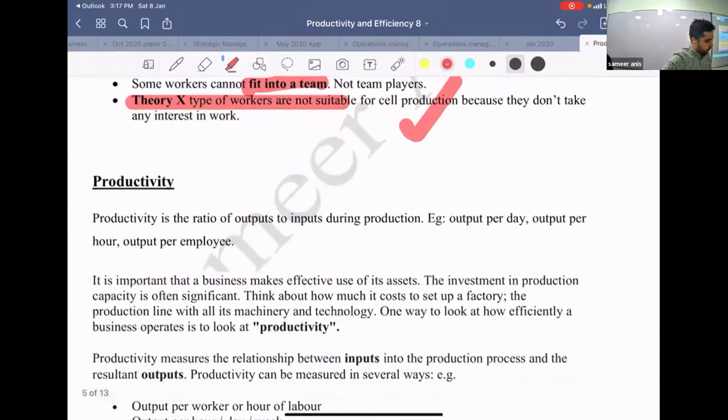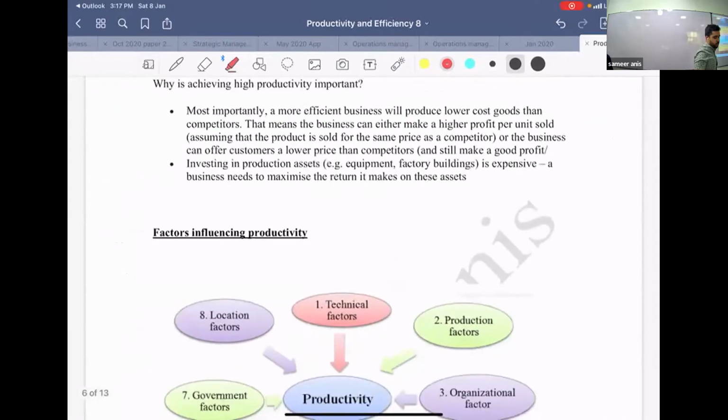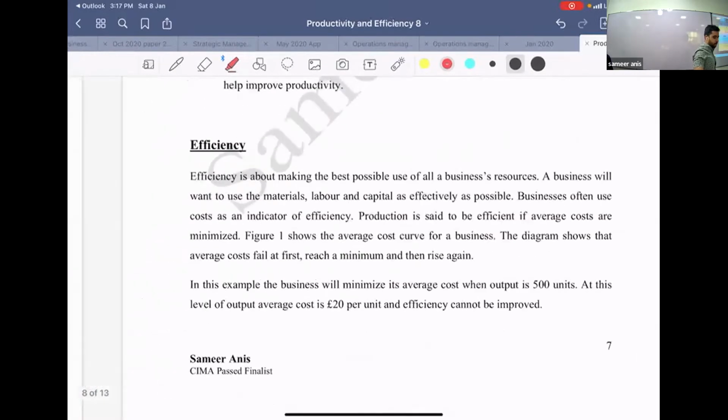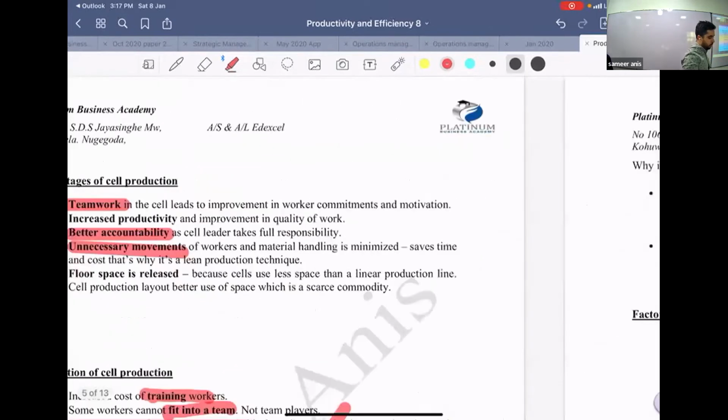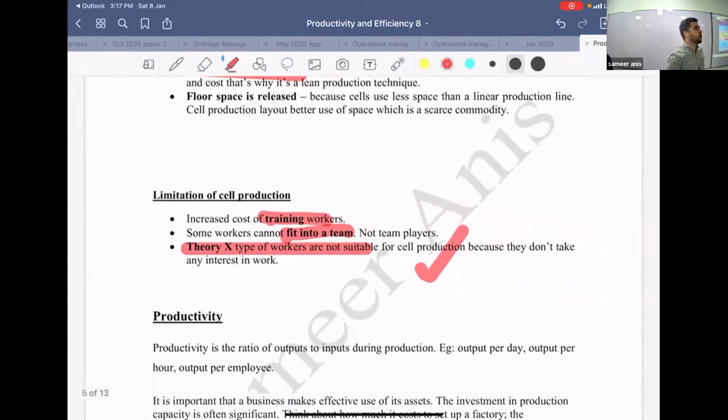Let's move on to productivity now. Clear? Guys, there is a small difference. Now, generally, we assume that productivity and efficiency is the same thing. But actually, productivity and efficiency is not the same thing. There is a slight difference between the two. Does anyone know what is productivity? Does anyone know what is efficiency, guys?